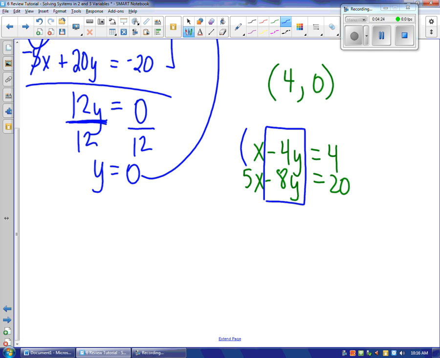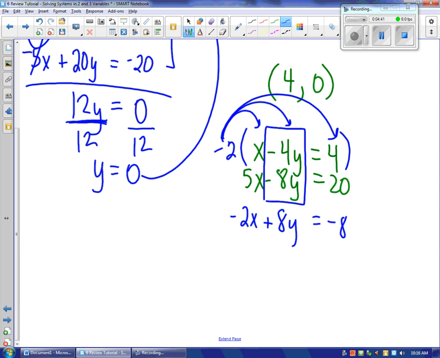Well, I need a negative 2. So I'm multiplying both sides of my equation by negative 2. And so I'm going to distribute the negative 2 to each term. That's going to give me a negative 2x. That's going to give me a positive 8y. And that's going to give me a negative 8 on the other side.